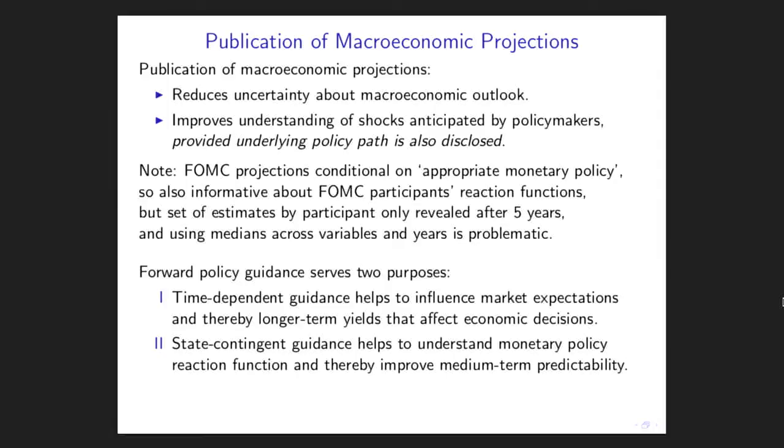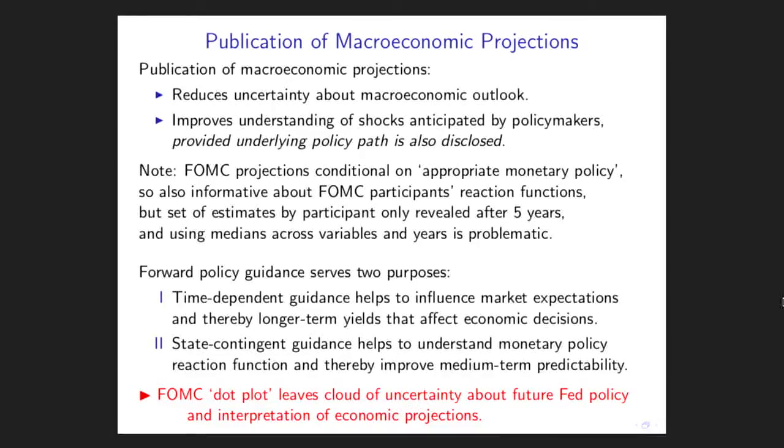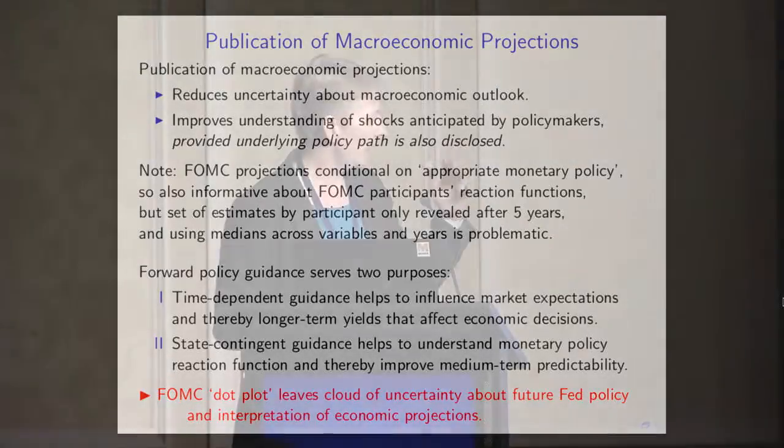This serves two purposes. Time-dependent forward guidance helps to influence market expectations because you provide information about likely future policy rates. As a result, you're able to have greater control over longer-term yields that really matter for economic decisions. State-contingent guidance helps to understand monetary policy reaction functions and thereby improve medium-term predictability. What does the Fed do?